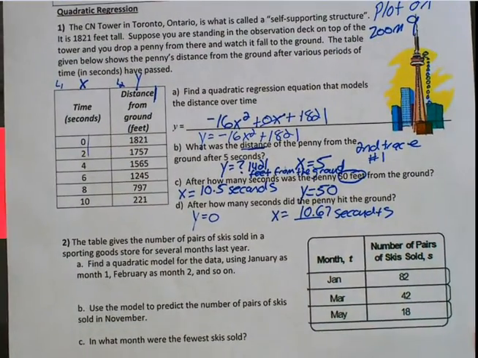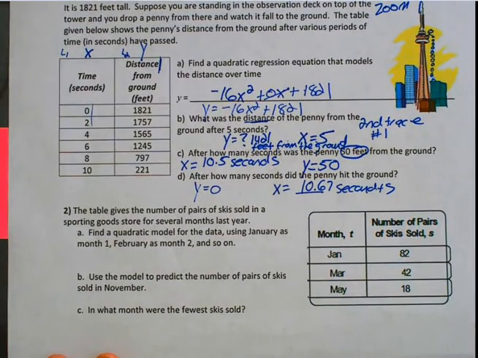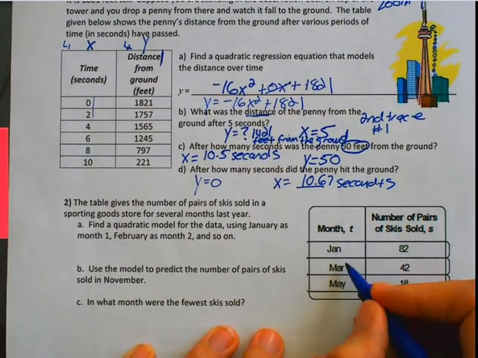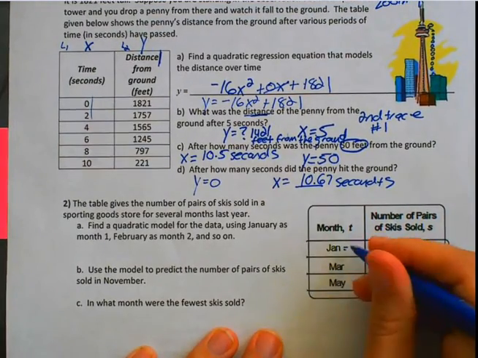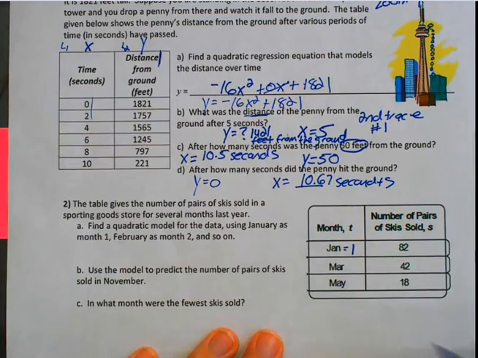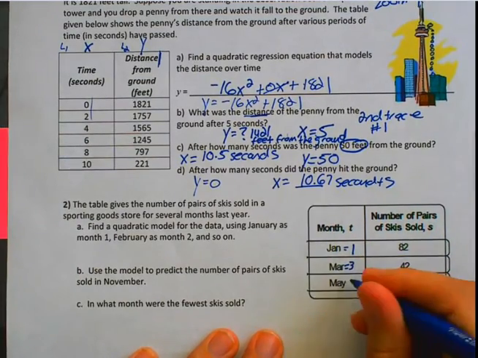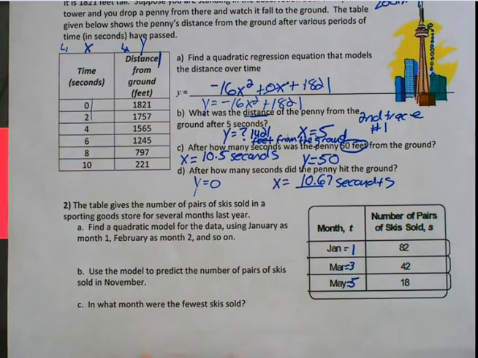All right, let's look at another one. The table gives the number of pairs of skis sold in a sporting goods store for several months. Find the quadratic model of the data using January as month 1, February as month 2, and so on. So if you notice in this table they say January, March, May. Instead of January, because you can't put that into your table, we say January is 1, February is 2, March is 3, 4, May is 5, and so on. And then they give you the number of pairs of skis sold.